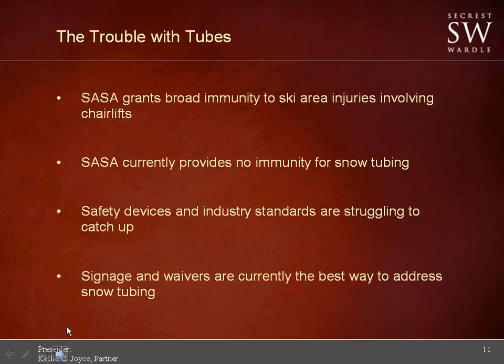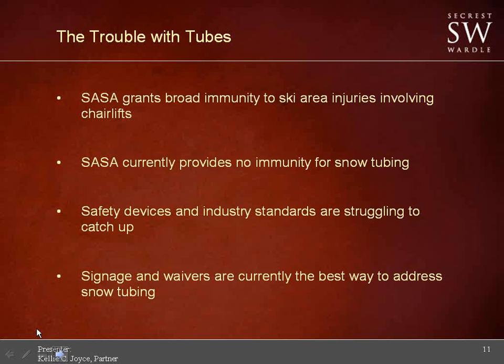So in the meantime, the best way to protect yourself from a claim by an injured tuber would be signage and waivers. A lot of places are putting waivers on the back of the lift ticket. Make sure that the language on the back of the lift ticket specifically includes tubing. Lift tickets with waivers on the back have been upheld by courts as to adults, but not children, and we'll get into that a little bit later in this presentation. They have been upheld as to adults. So make sure you specifically put in there that tubing is part of the waiver on the back of the ticket.